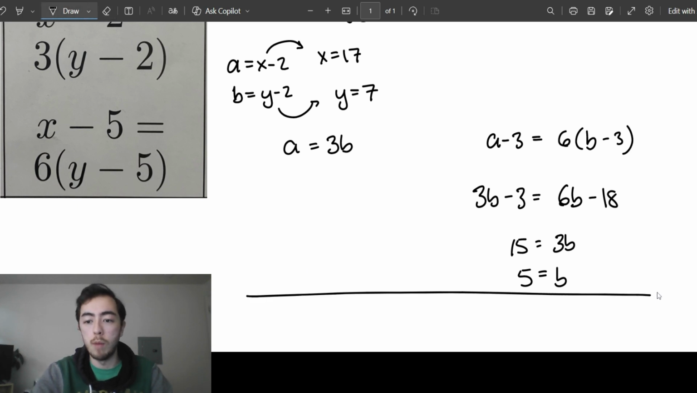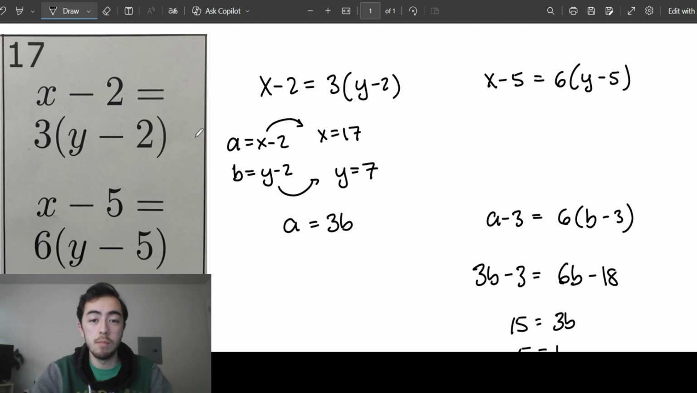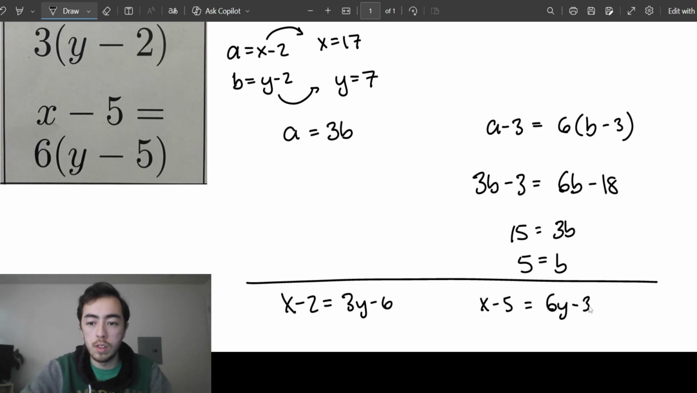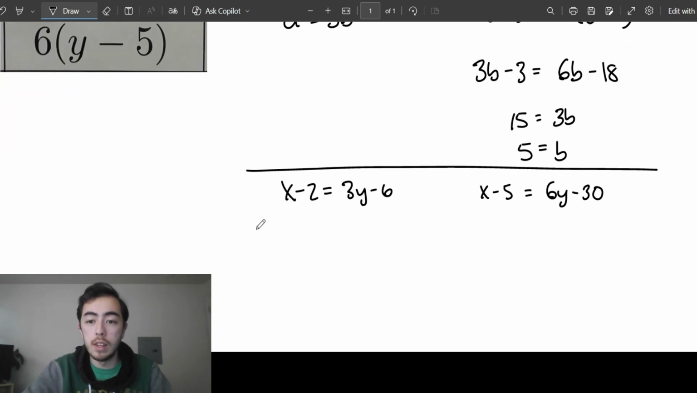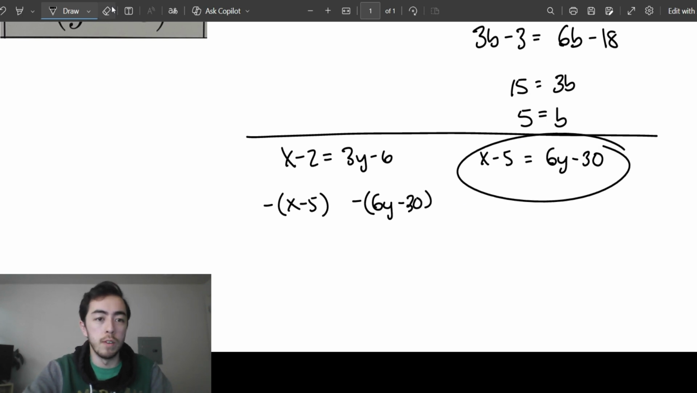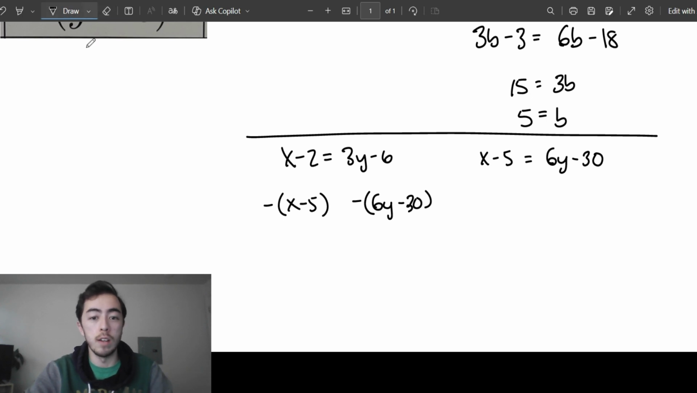The other way to solve this probably would just be expanding everything and then just setting up a system of two equations. So why not? Let's try that. We get x minus 2 is equal to 3y minus 6. And then x minus 5 is equal to 6y minus 30. We could eliminate the x variable. So if I subtract an x minus 5 from the left, that would be the same thing as subtracting a 6y minus 30 from the right, again, because one of our equations says that these two values are equal.